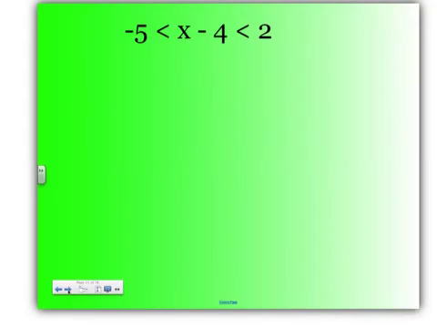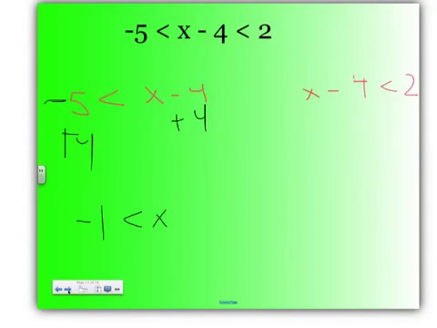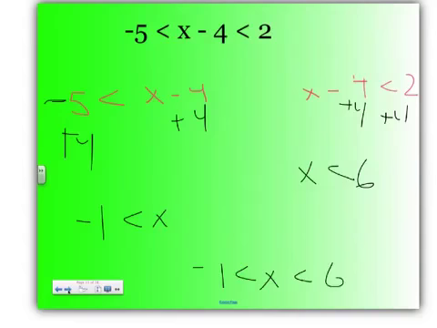Let's say that we have an equation. All I would do is imagine that this is two separate inequalities. So I could say x minus 4 is greater than -5 and x minus 4 is less than 2. And now I can simply solve it. So I'll add 4 to both sides. And this is a -5, sorry. So I'll get -1 is less than x, and x is less than 6. Therefore, negative 1 is less than x, which is less than 6.